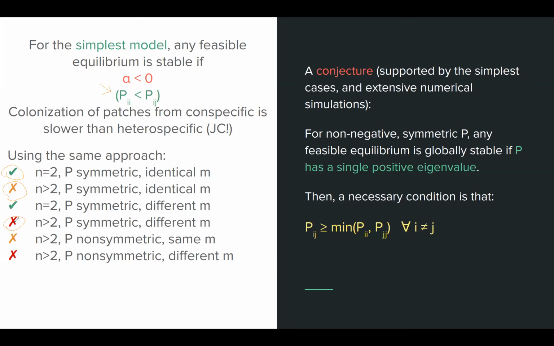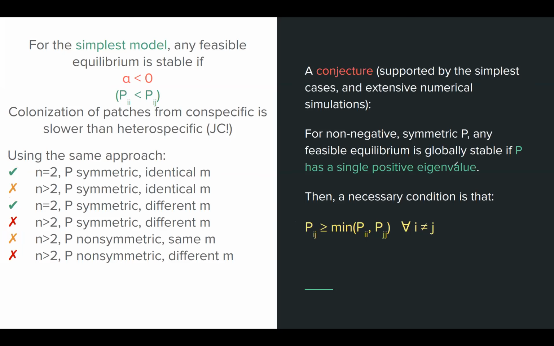But based on all these simulations and on the derivations that we have, we can actually make a fairly strong conjecture, which is supported by these simplest cases and these extensive numerical simulations, but it's not perfectly set yet. But the idea is: take any matrix P that is symmetric, where the colonization rates are symmetric between any two species, then we believe that any feasible equilibrium is globally stable, provided that P has a single positive eigenvalue. P is a symmetric matrix, so it will have only real eigenvalues. Imagine one of them has to be positive, all the other ones are negative or zero. A necessary condition for this to happen is very similar to the condition that we have here, right? So we have to have Pij must be greater than at least the minimum between Pii and Pjj. Okay, so again, it goes towards the Janzen-Connell hypothesis.